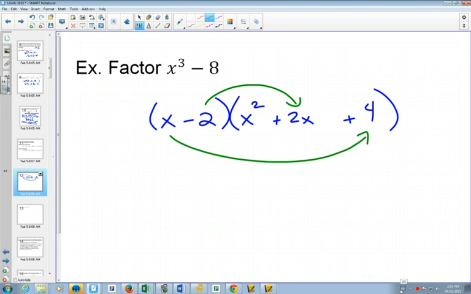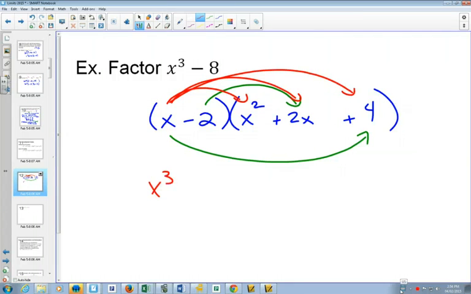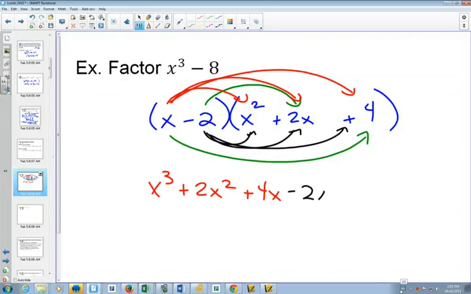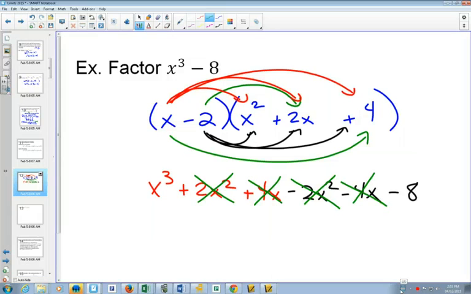Okay. Now, just so that we can see everything here, I'm going to use some different colors. I'm going to actually multiply this out so you really can see. I'm going to get an x cubed plus 2x squared plus 4x. And then this minus 2 will get multiplied by everything here. I'll do that in black: minus 2x squared minus 4x minus 8. And you can see that this 2x squared cancels out with that minus 2x squared. This 4x cancels out with that minus 4x. And we do get the x cubed minus 8 that we wanted to start with.